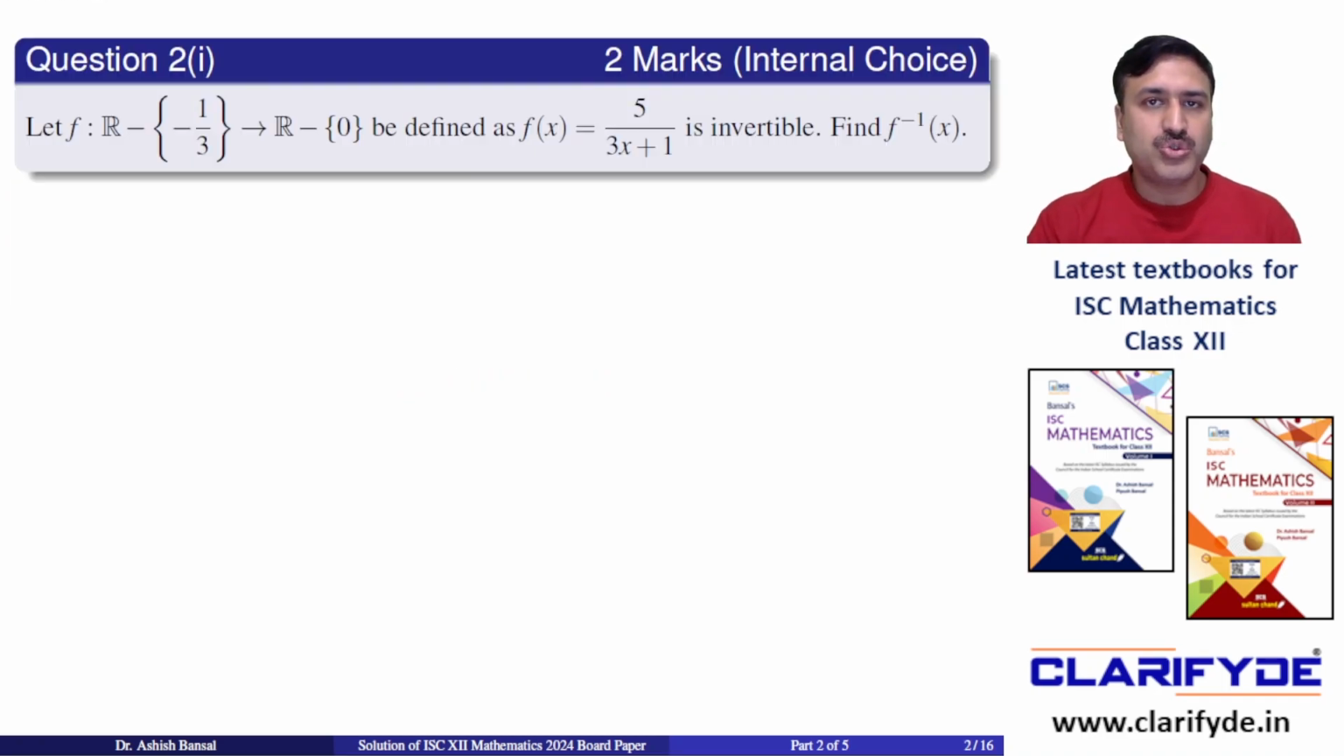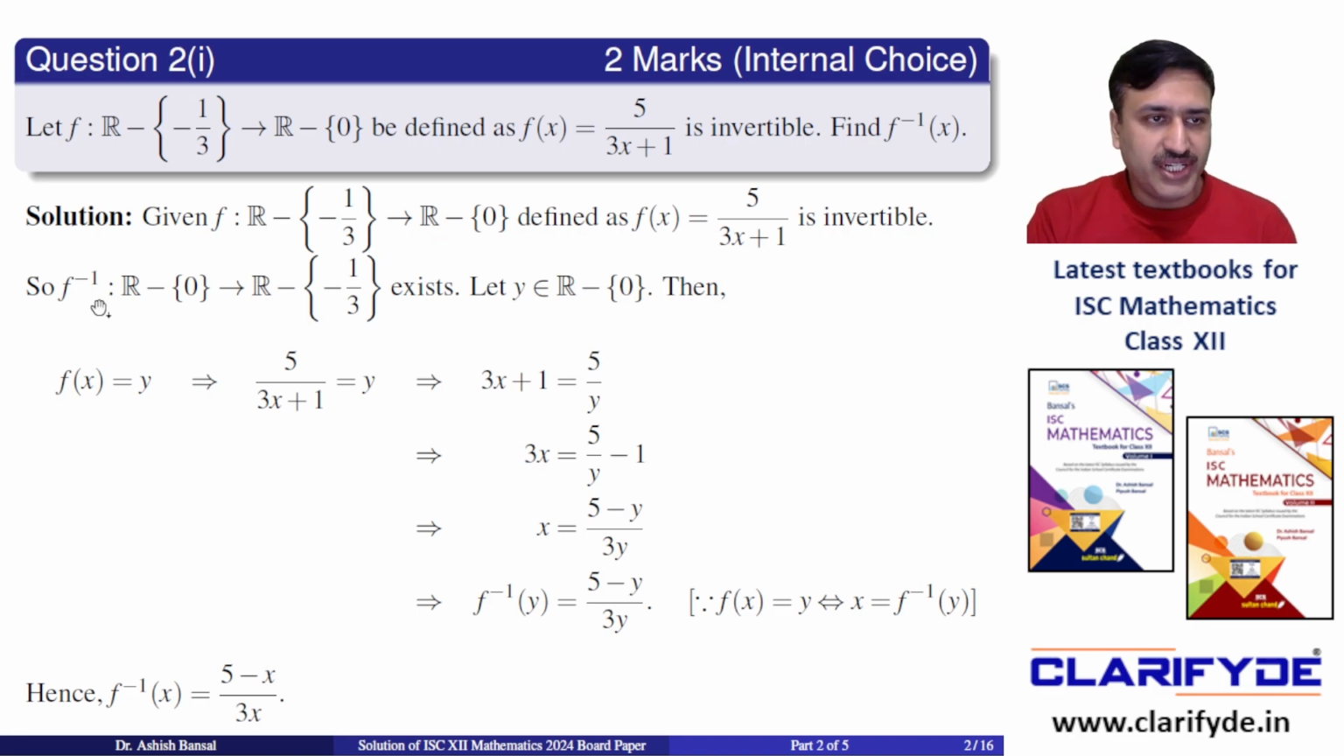This is question number 2. It's a 2-mark question and there is an internal choice. In the first part, we are given a function f from R minus {-1/3} to R minus {0} defined by f(x) = 5/(3x+1), and the function is given to be invertible. We have to find the inverse function.